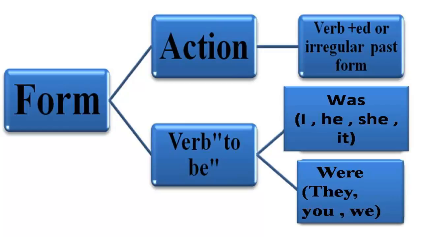Now let's move to verb to be. Verb to be in the past has two forms, was or were. We put was if the subject is I, he, she, it, and we put were if the subject is they, you, we. We also use was with singular subjects and we use were with plural subjects.